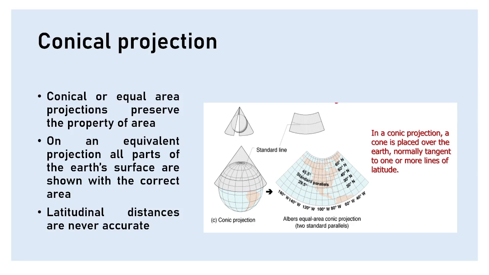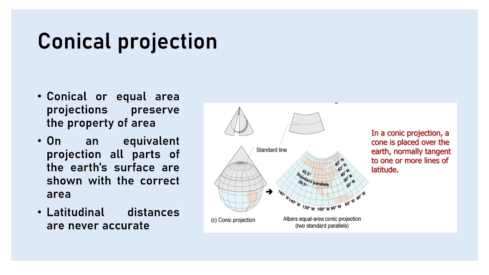Like how we named the cylindrical projection or conformal projection, the conical projection is also known as equal area projection. As the name suggests, it preserves the property of area, unlike the cylindrical projection. On an equivalent projection, all parts of the Earth's surface are shown with the correct area. Latitudinal distances are never accurate.